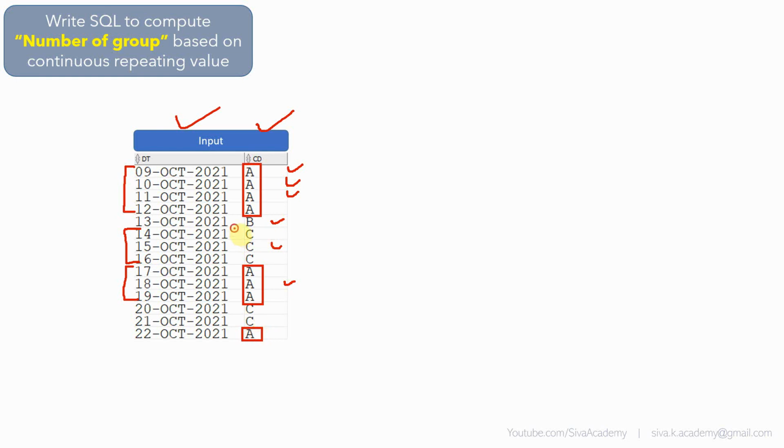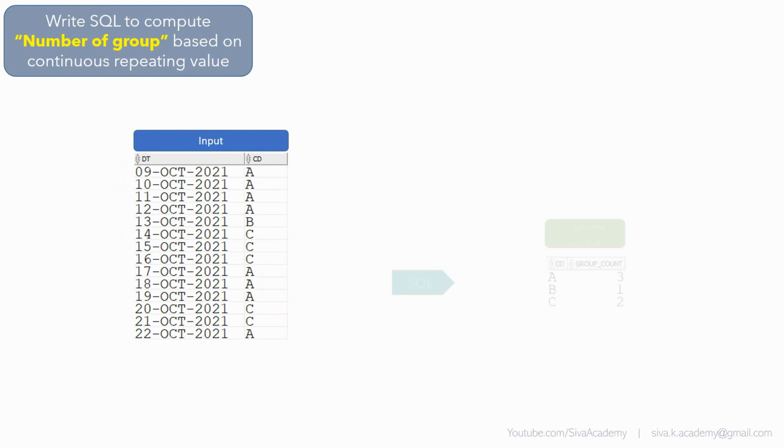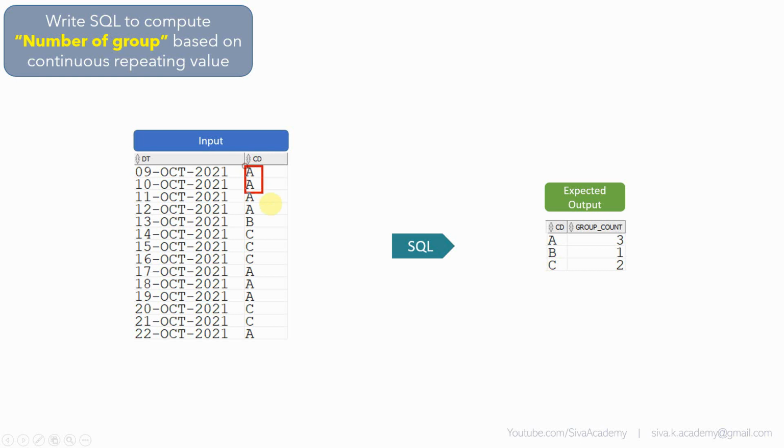Similarly, there are two groups of C. Here is one set of C, here is another set of C. So there are two sets of C and there is only one set of A. So in fact, this is the expected output. We need to say how many groups of A, B and C are present. For example, in this case, there are three groups of A. So we need to say that A is present three times, or you can say three groups. It is not the count of A. Instead, it is the count of groups of A. Similarly, the count of groups of C and the count of groups of B.